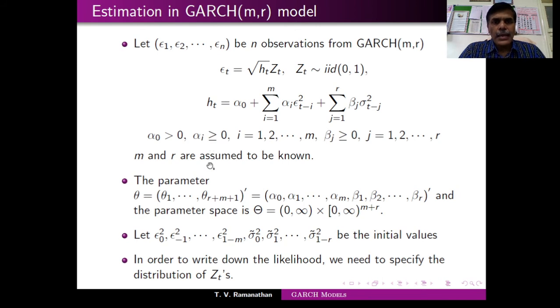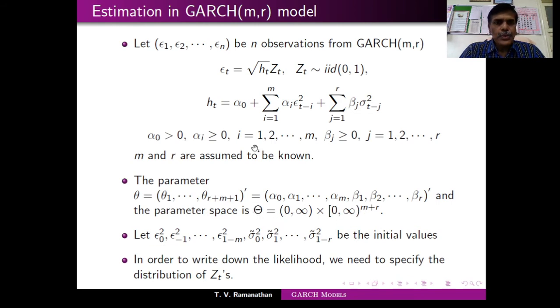That's all. And what are the parameters? The parameters are alpha naught and alpha 1, alpha 2, ..., alpha m, beta 1, beta 2, ..., beta r. And you can see that these can be 0 to infinity, and this can be strictly greater than 0. So you get the parameter set is something like this.